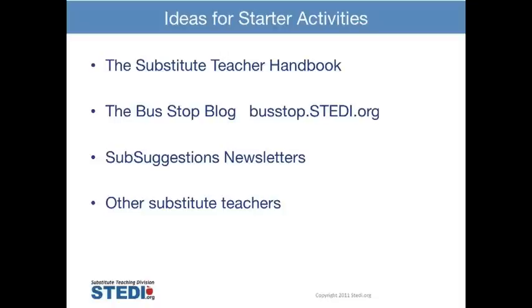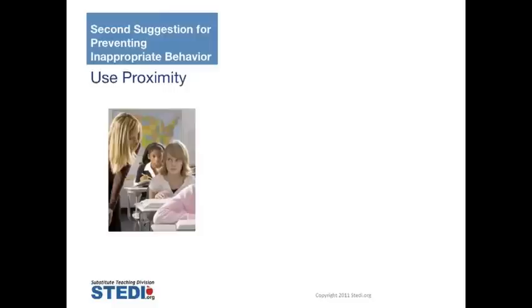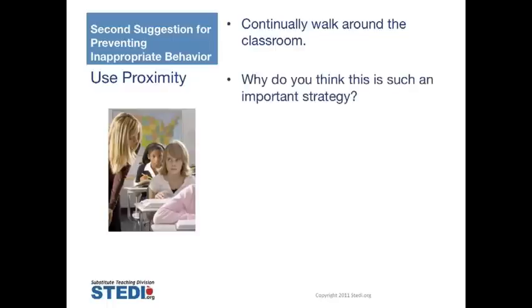So my first suggestion for you was to greet students warmly at the door and direct them to a starter activity. The second suggestion for preventing inappropriate student behavior is to use proximity. Proximity means you're continually walking around the classroom and you're near to the students. Now, why do you think this is such an important strategy?